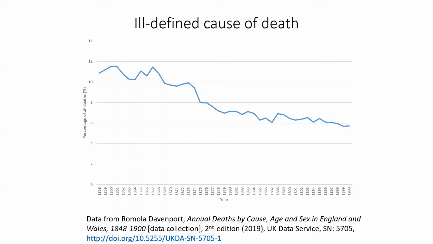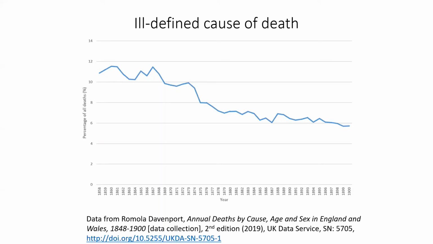The General Register Office in each country was also very concerned with the fact that doctors were giving too many general causes of death. Too often they were just writing old age or tumour or inflammation in the cause of death. And they tried throughout the 19th century, with some success, to really drive down the number of unspecific causes given. And this graph here shows that.